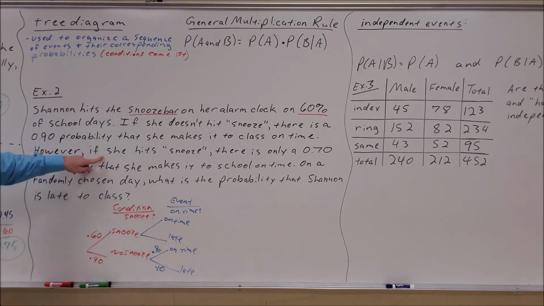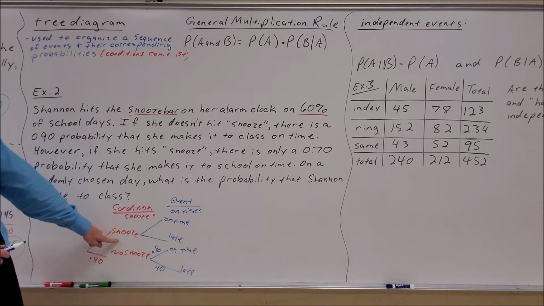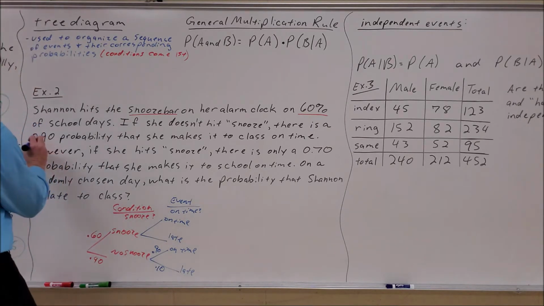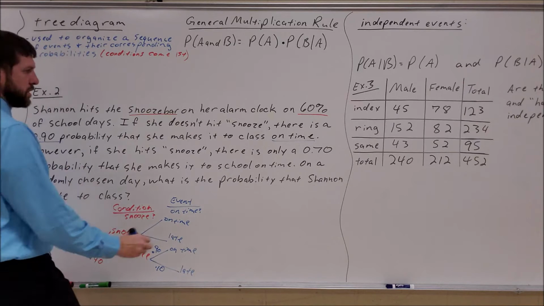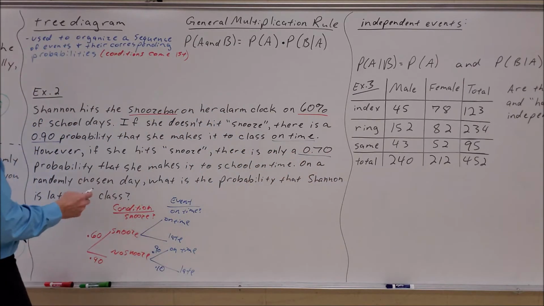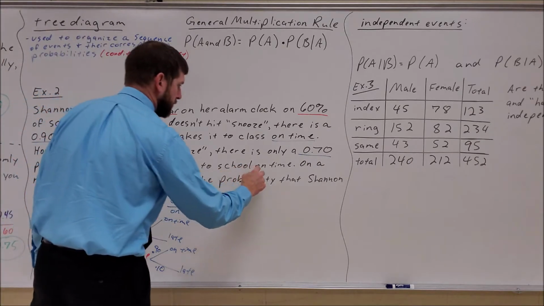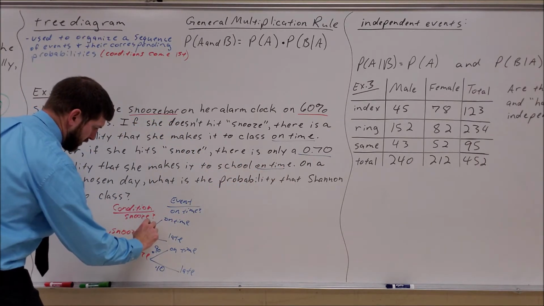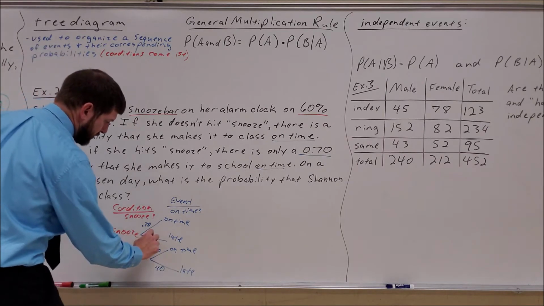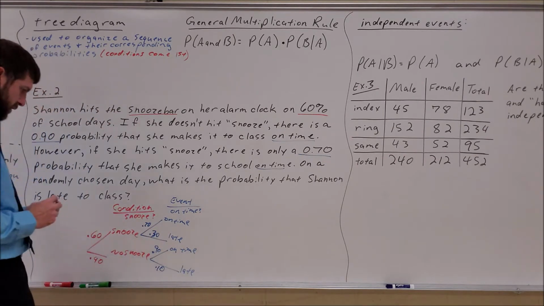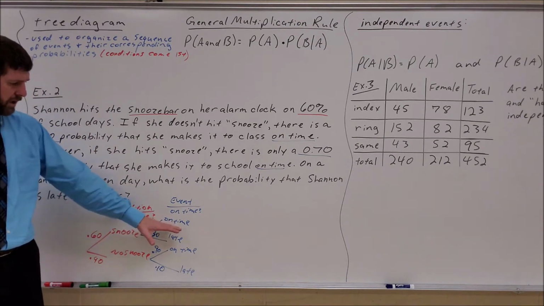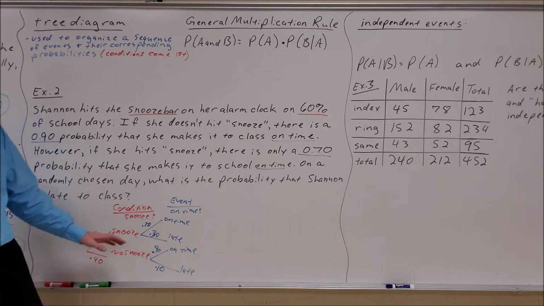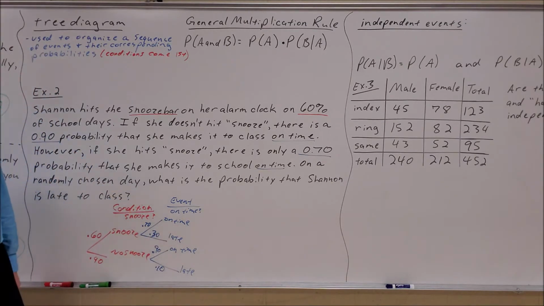All right, what's next? If she hits snooze, there's only a 70% chance that she's on time. So we are 90% on time when she does not hit snooze, and 70% on time when she does hit snooze. That means she's late 30% of those days. So we've now filled out every possible combination of hitting snooze and showing up to class on time or not on time, or not hitting snooze and showing up to class on time or not on time.